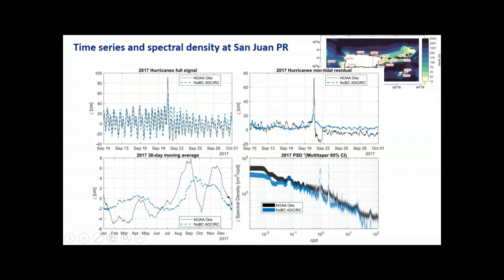And so we're really missing a lot of that signal that's being driven by the baroclinicity of the ocean. Over here, when you do a power spectral density function, what you can see is that there's a mismatch as well. So the blue is the ADCIRC signal, and the black is the actual measurement, the NOAA station in San Juan, Puerto Rico.